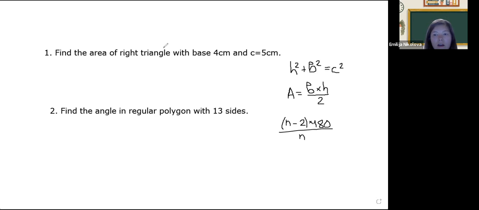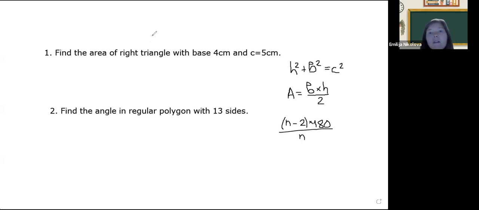So does anyone solve the first one? Hey guys, if you have some question, you can turn the microphone on and ask the question to the teacher, okay?